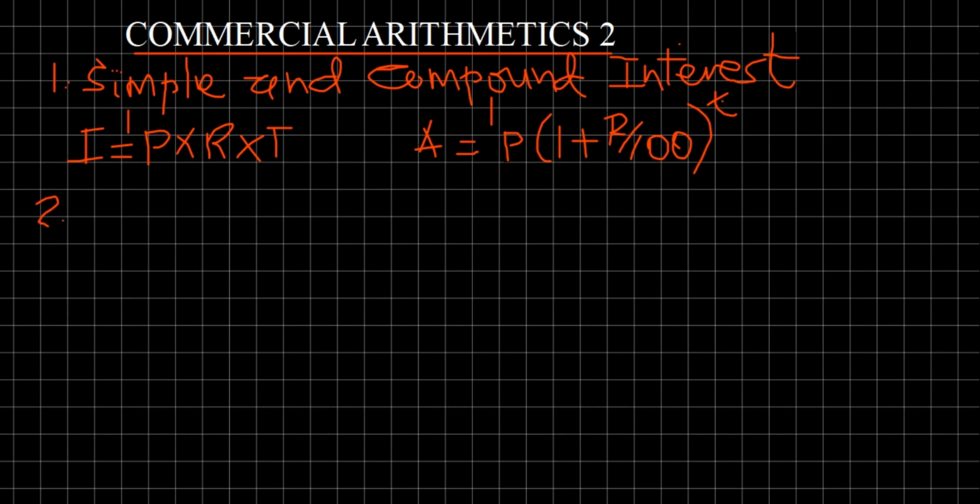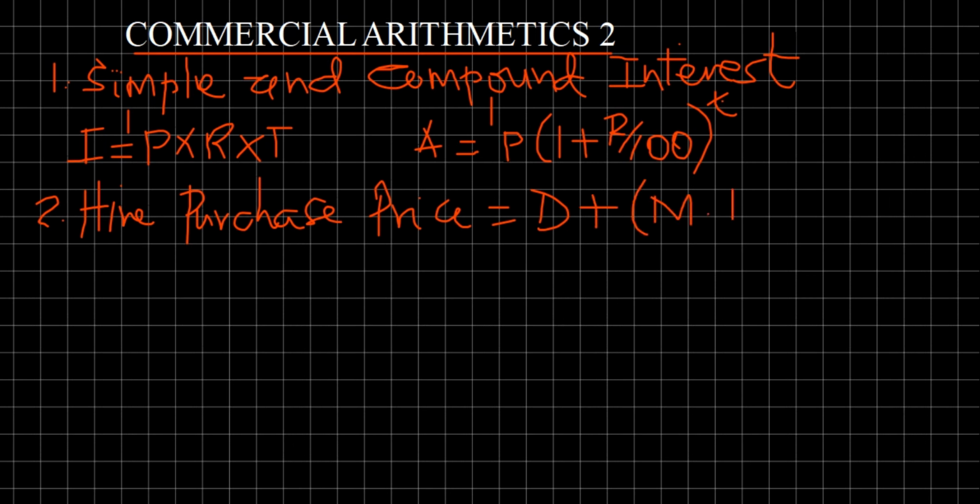Then number 2, we are going to look at a subsection we call the hire purchase price. We know the hire purchase price is given by the deposit plus the monthly installments, and then you multiply by the number of months that you are going to have this item repaid.